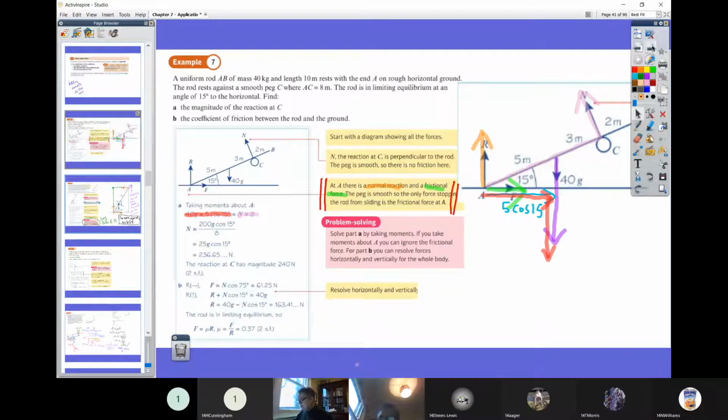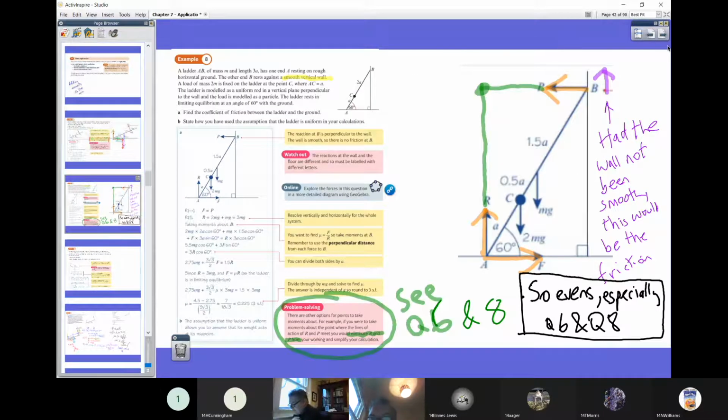Now, with example 8, I think there are two critical points here. This is the classic ladder question. We've got a ladder resting on the floor and against the wall, and then we're told various information about the weight of the person on the ladder. It's a uniform ladder, I think.